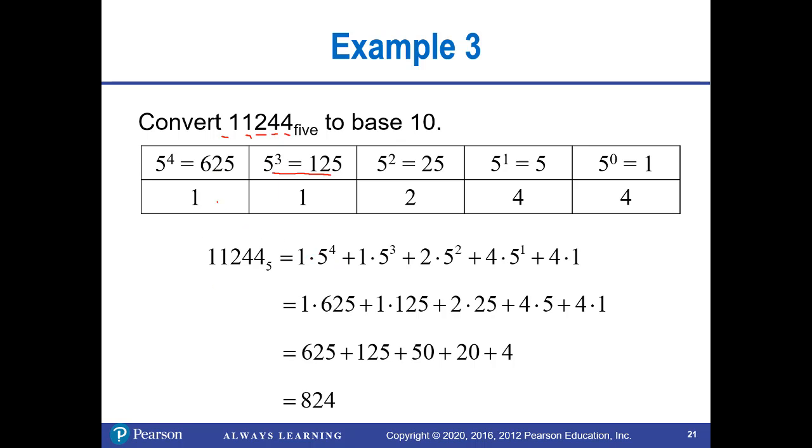I do that multiplication. So this is 1 times 5 to the 4th, plus 1 times 5 cubed, plus 2 times 5 squared, plus 4 times 5 to the 1st, plus 4 times 5 to the 0, which is 4 times 1. So that equals 1 times 625 plus 1 times 125 plus 2 times 25 plus 4 times 5 plus 4 times 1, which works out when we add those all together to 824. The number 11244 base 5 is 824 in base 10.